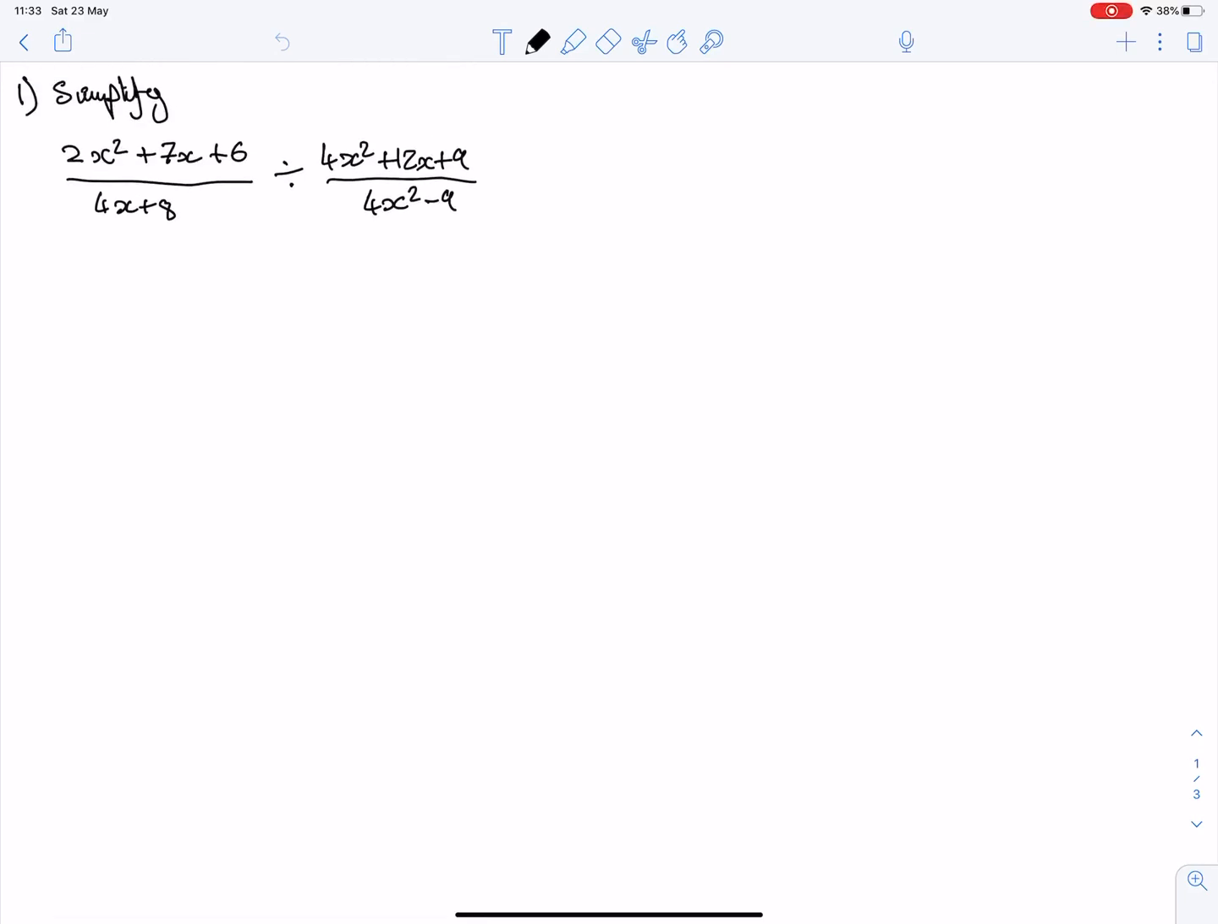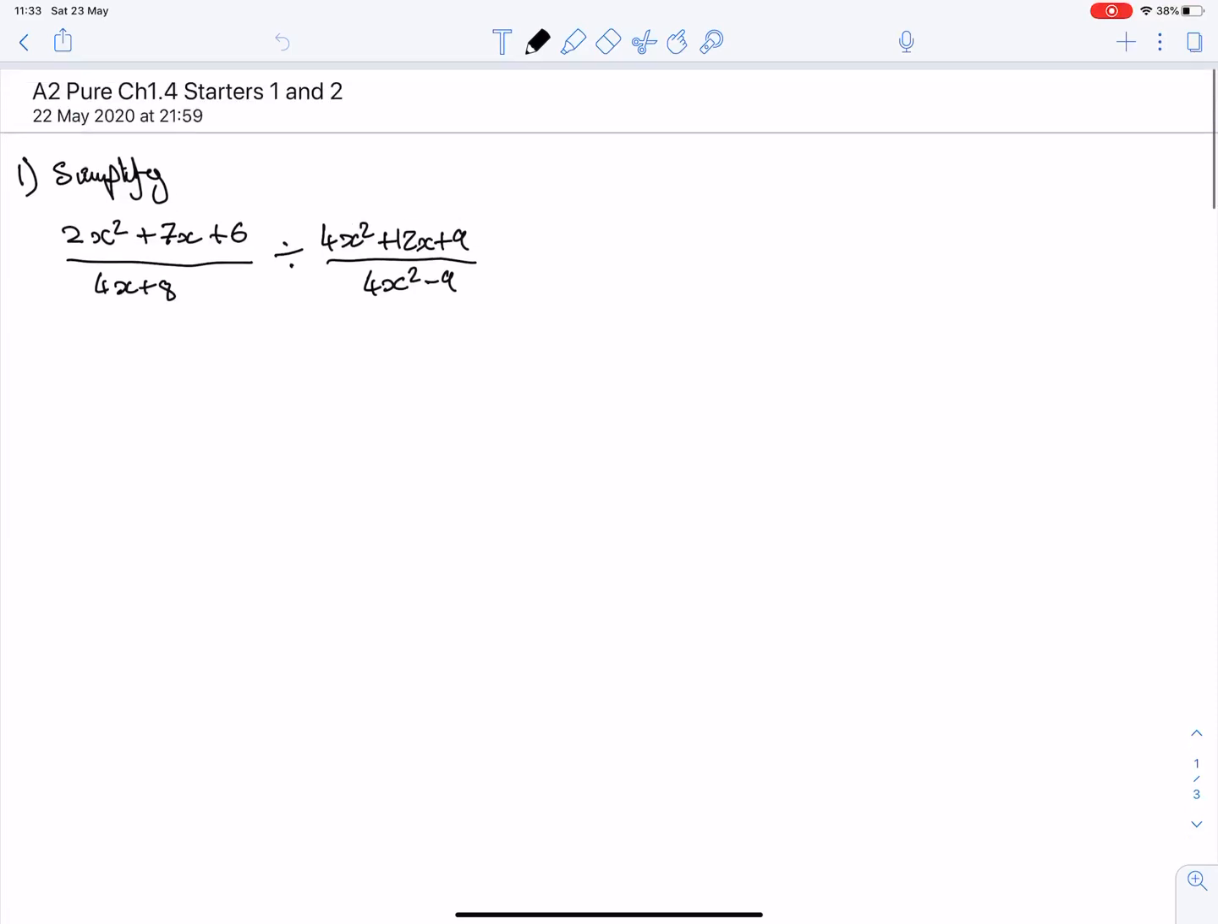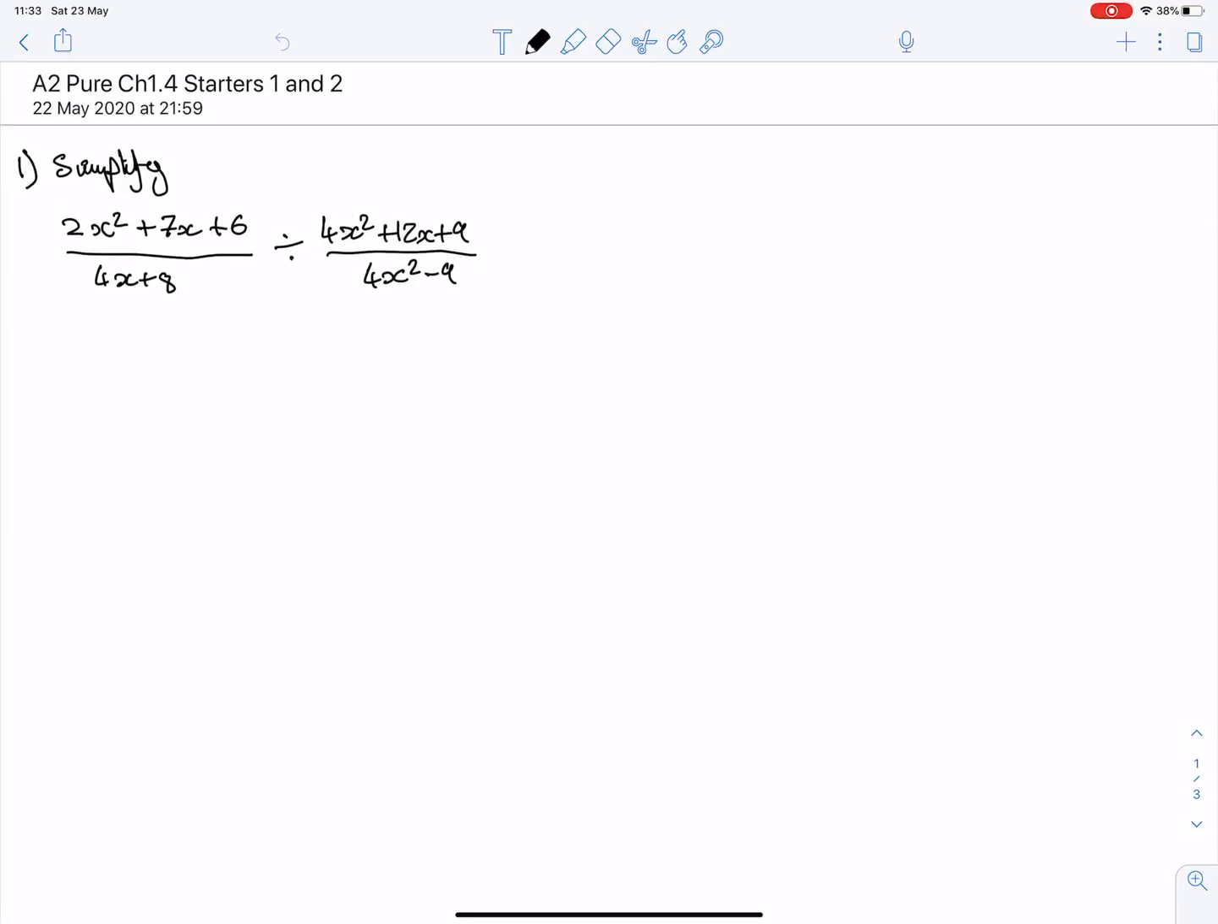So we've got the starters now for chapter 1.4. There's the first two on here and then a third one on a later clip. So you can see what the question says. Simplify (2x squared plus 7x plus 6) divided by (4x plus 8), over (4x plus 8) divided by (4x squared plus 12x plus 9) over (4x squared minus 9).